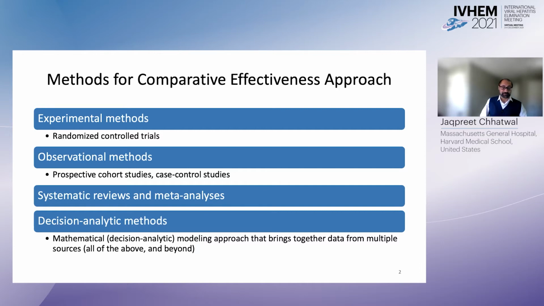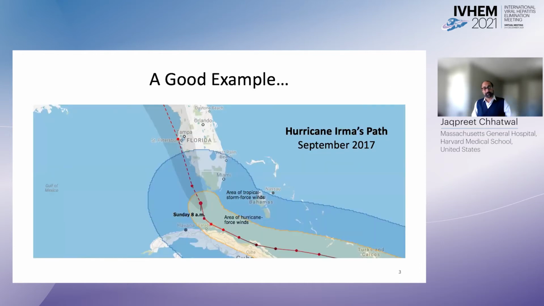In fact, our life is surrounded by different mathematical models, and there are several examples. One good example is the models used to project the path of hurricanes. And this is an example from 2017 where the timely projection of the path of a hurricane led to timely evacuation and potentially saving of thousands of lives from the hurricane.